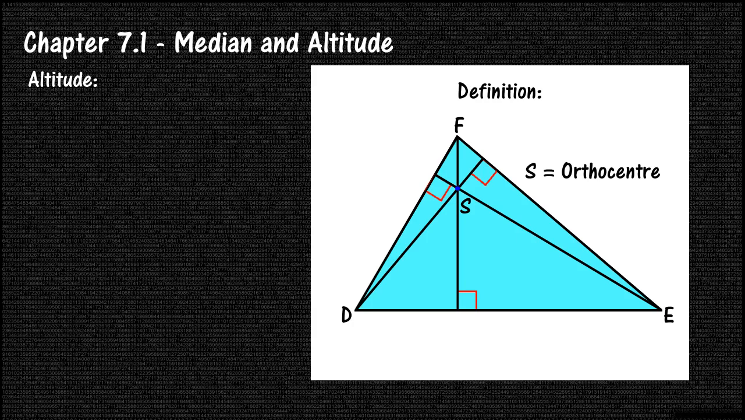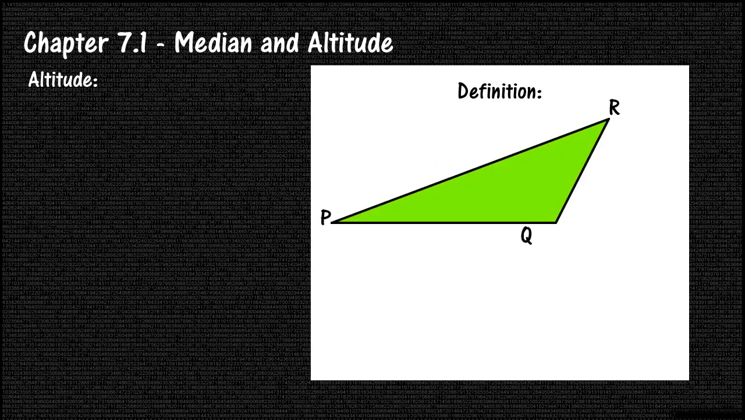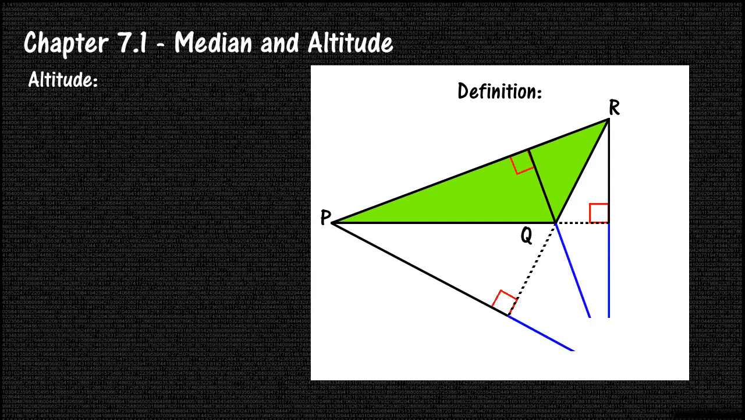When working with an obtuse triangle, two altitudes will be drawn outside the triangle. To draw the altitude from vertex R, it has to be perpendicular to side PQ, which means you have to extend side PQ. The same goes for the altitude from vertex P. These altitudes will then intersect outside the triangle, causing the orthocenter also to be placed outside.